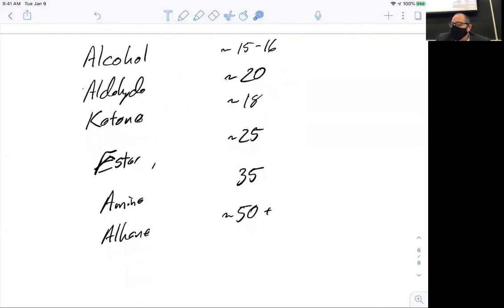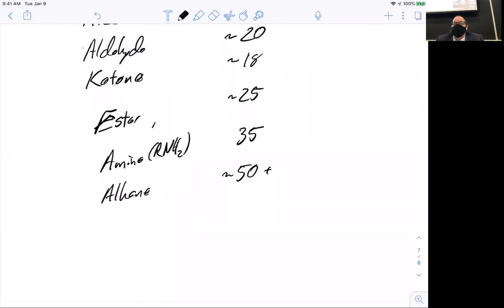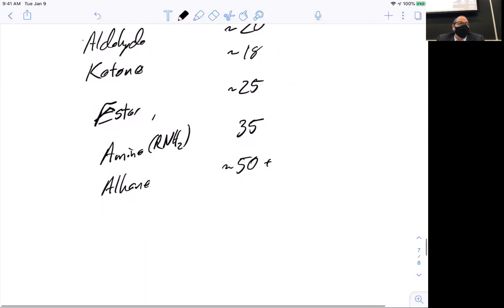Amines, now this amine would be an NH2, right? Notice there's not the plus there. There's only 2. We're losing a proton off of that nitrogen. And then alkanes, we can think about alkenes are about in the same place. We're about 50, right? So if we think about the acidity of a normal organic alkane, it's really not acidic.